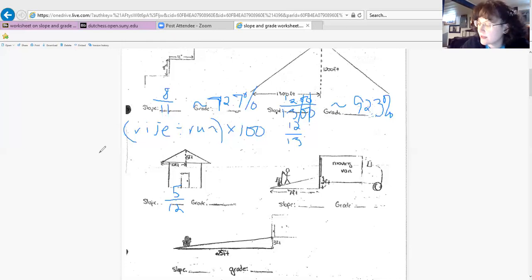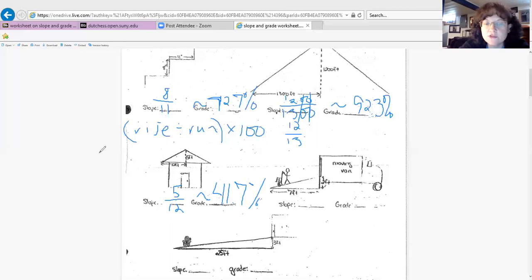So I'm going to go to my calculator and do 5 divided by 12. And I get 0.4166666 repeating. So I multiply that by 100, or move the decimal over 2 places, and I will round the 0.666, so I get approximately 41.7%.